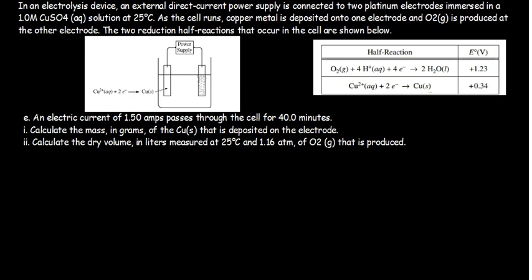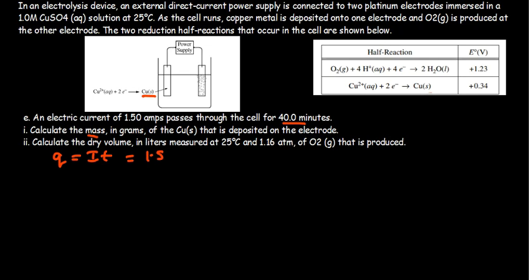Okay, so this is related to the question that we've previously answered from the previous part. We are told again an electric current of 1.50 amps passes through the cell for 40 minutes. So here we've got 40 minutes. The first thing you want to do when trying to determine the mass, in this case of that copper that was deposited on the cathode, is determine the charge. I said it is current multiplied by time.